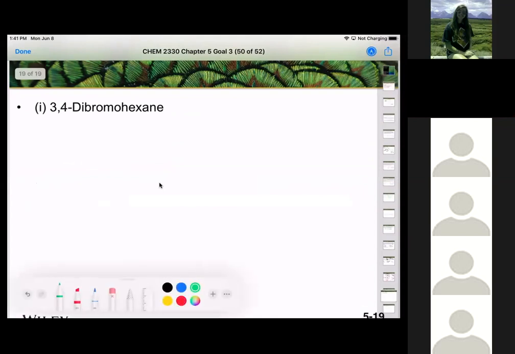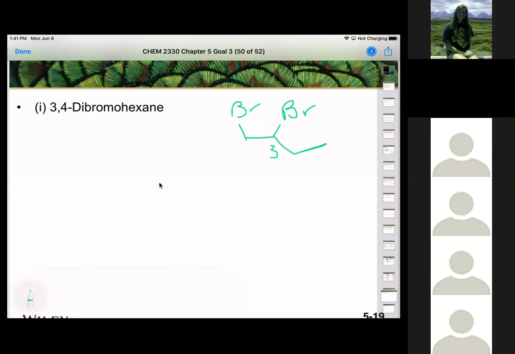I'm going to draw it in green here. Bromo, bromo, and this is the 3, so that means there's 1. This is the 4, so that's 1, 2. So that looks like the addition of bromine across a double bond, which means our starting material, if we're going to go backwards, is going to have to be something like this.